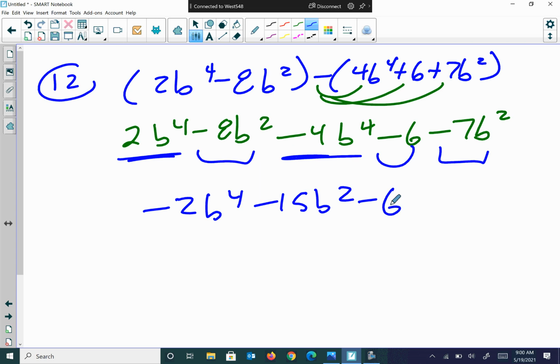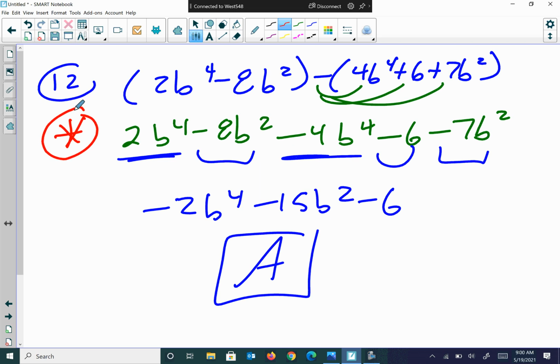So 2b to the fourth minus 15b squared minus 6. Answer has to be A. Okay? So again, this might be one that you make sure you know. Distribute the negative. Okay? This gets distributed here, here, and here to change those signs.